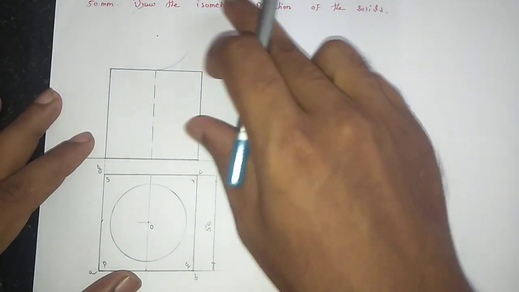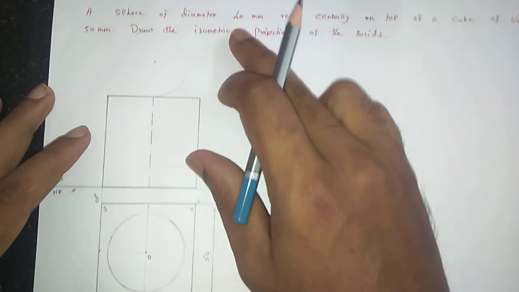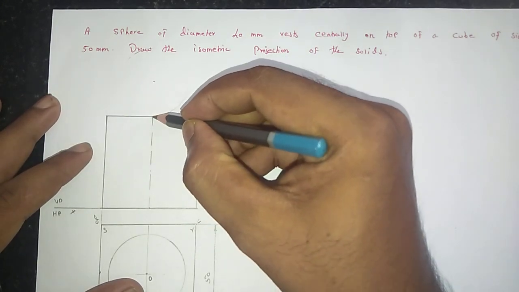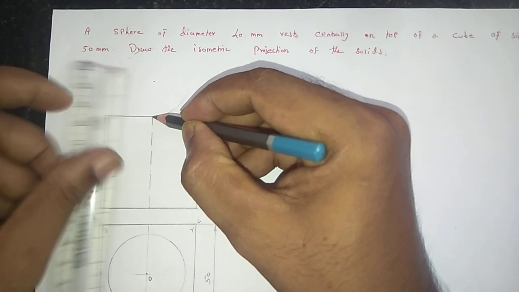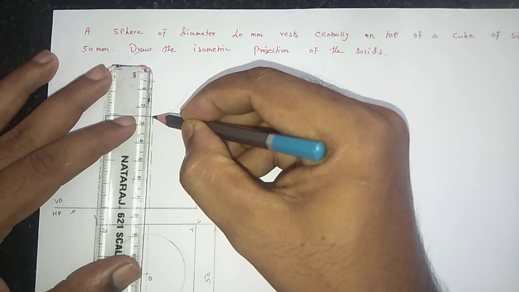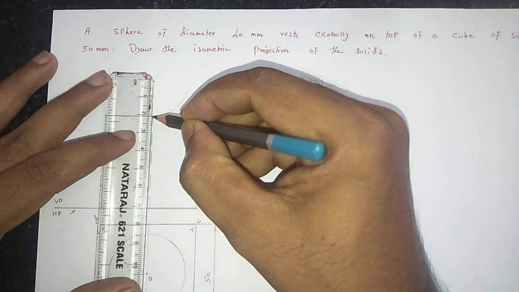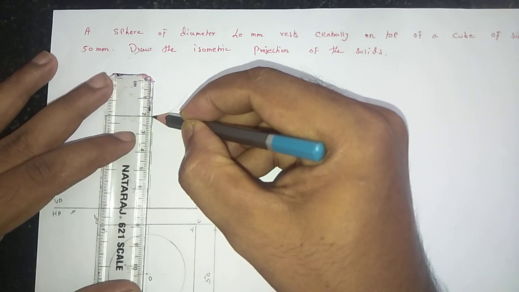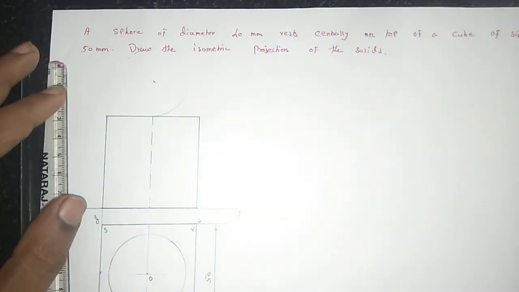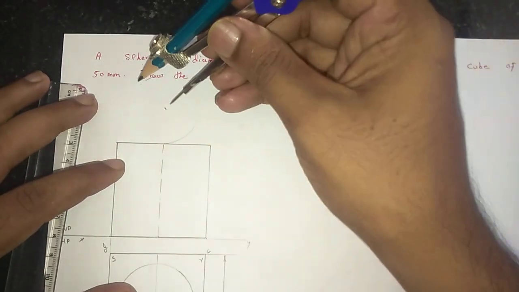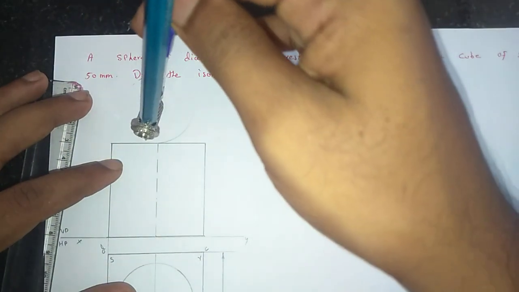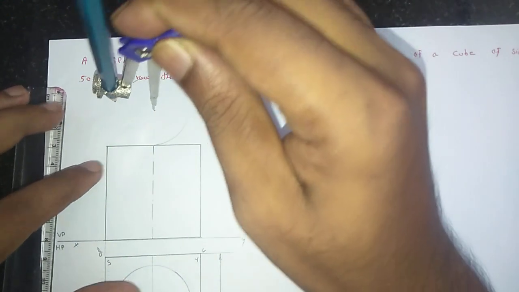The diameter of the sphere is given as 40. So for that, from the top center of the cube we need to mention the radius of the sphere. The radius of the sphere is 20 mm. So from this point we mark the 20 mm distance, take radius 20 mm in the compass, place the compass here and draw the sphere of diameter 40 mm.